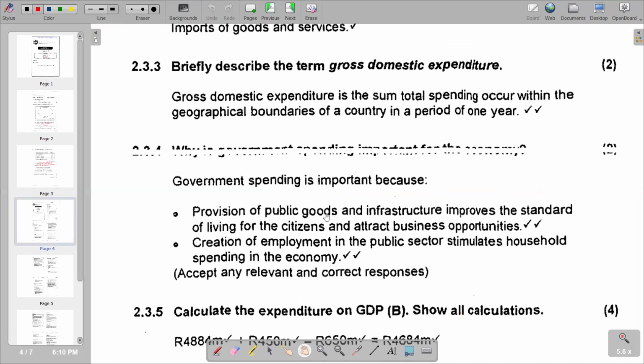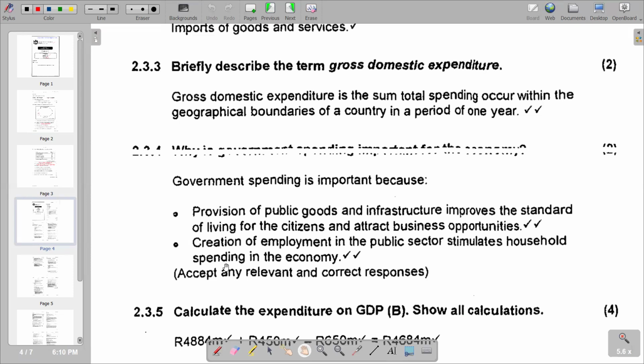The first one is saying provision of public goods and infrastructure improves the standard of living for the citizens and attracts business opportunities. So you see that through infrastructural development, government expenditure is going to improve the standards of living. Again, remember we've got the issue of public hospitals. The health facilities are going to be enhanced, so it improves the standards of living, and also it attracts business opportunities of potential investors that want to operate businesses in our local economy. They are going to be attracted by the local infrastructure that is there.